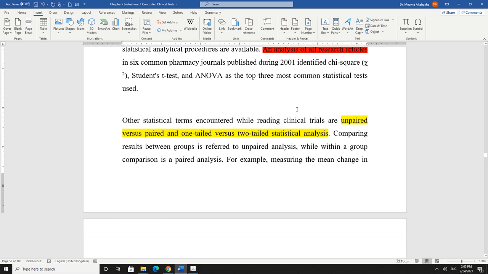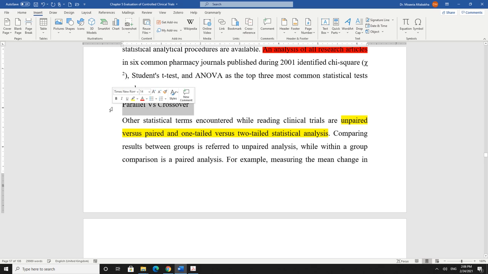Also, in the statistical analysis under methods in a manuscript, they may talk about unpaired versus paired, or they may say that we have done the analysis using unpaired tests. So what do we mean by unpaired? Unpaired is the opposite of paired. Paired means matched, together. You remember when we talked about the design of the controlled clinical trial, we talked about parallel design as opposed to crossover.